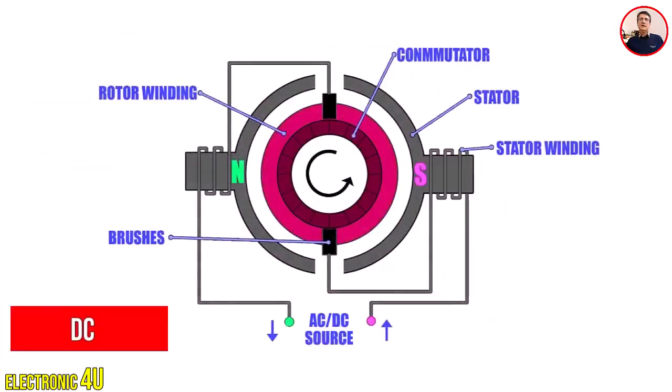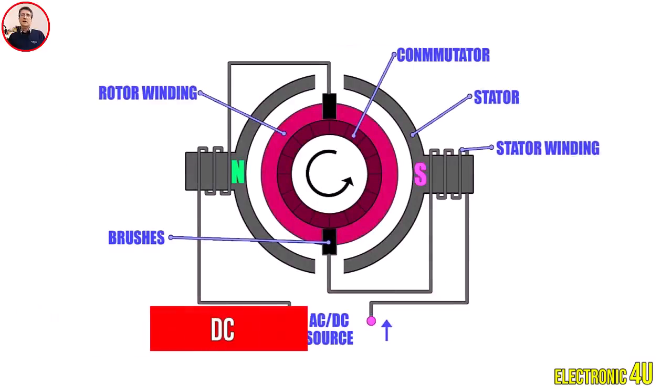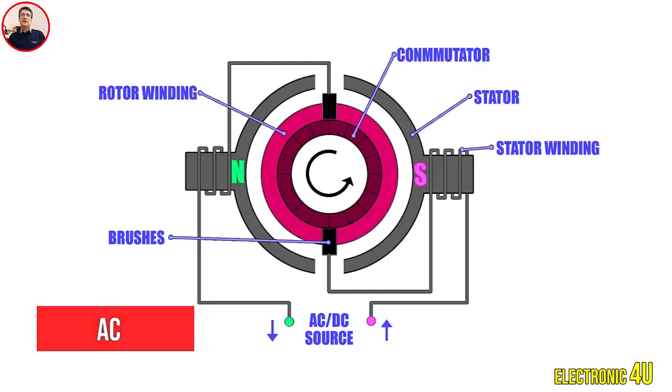In DC mode, direct current flows through the windings, creating a constant magnetic field that makes the rotor spin. In AC mode, even though the alternating current changes the direction of the magnetic field, because the current direction changes in both windings, the stator and the rotor, at the same time, the direction of the produced torque always stays the same, and the motor continues to spin.